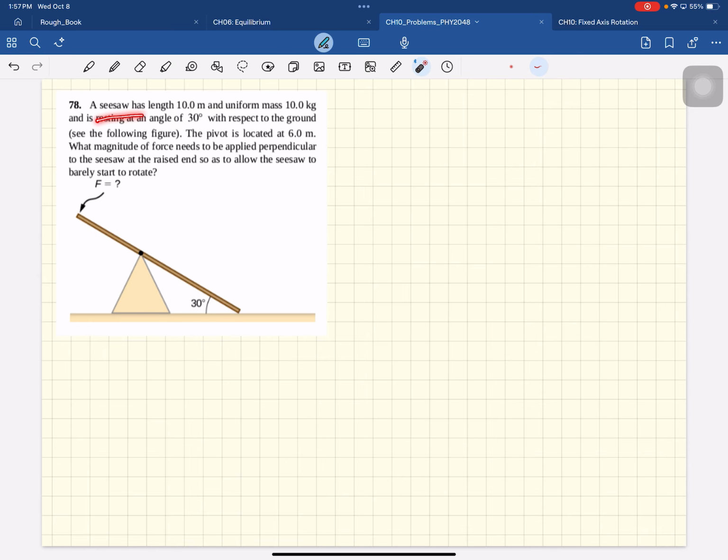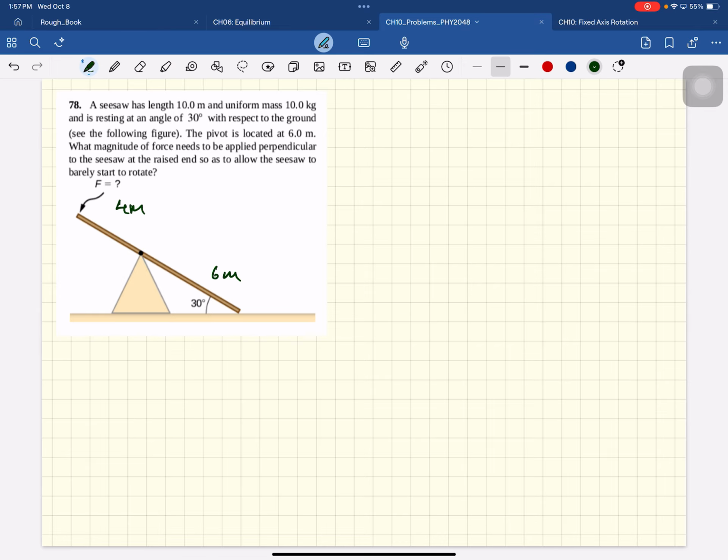So this says a seesaw has length 10 meters and a uniform mass of 10 kg. It's resting at an angle of 30 degrees with respect to the ground. The pivot is located at 6 meters, so this is 6 meters and this is 4 meters. What is the magnitude of the force needed, applied perpendicular to the seesaw at the raised end, to allow the seesaw to barely start to rotate?